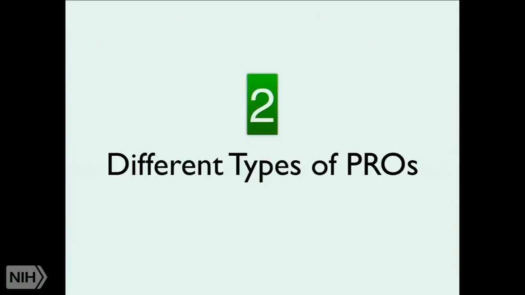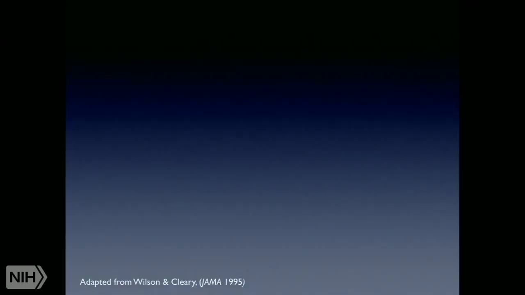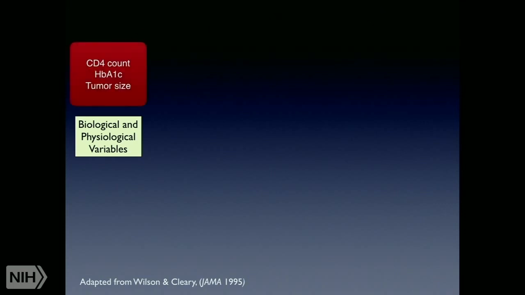Let's talk about the different types of patient-reported outcomes, and we're going to walk through a model that I've adapted from a wonderful article by Wilson and Cleary that was published in JAMA in '95. Their terminology is a little bit older, but it still is one that sort of drives our field. So we begin with these biological and physiological variables, and we've talked a bit about these, right? So things like CD4 count, HbA1c, or tumor size. Again, these are things that are measuring how the state of the body or how the body has changed, right?